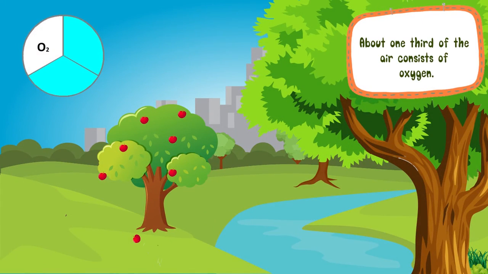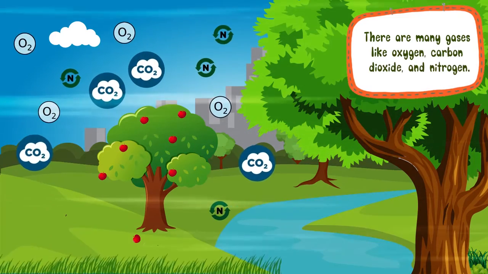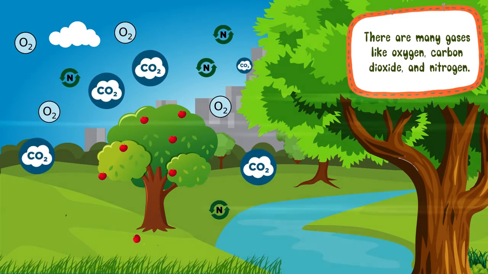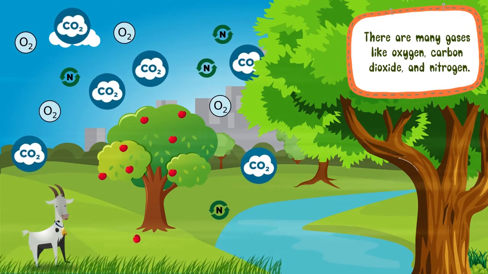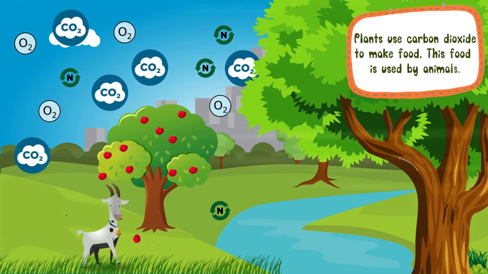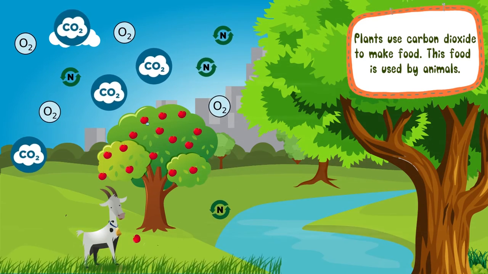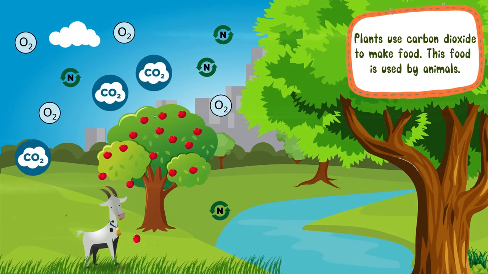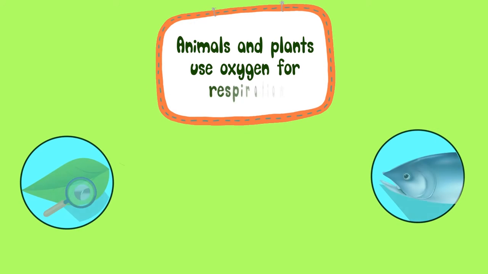About 1/3 of the air consists of oxygen. There are many gases like oxygen, carbon dioxide, and nitrogen. Plants use carbon dioxide to make food. This food is used by animals. Animals and plants use oxygen for respiration.